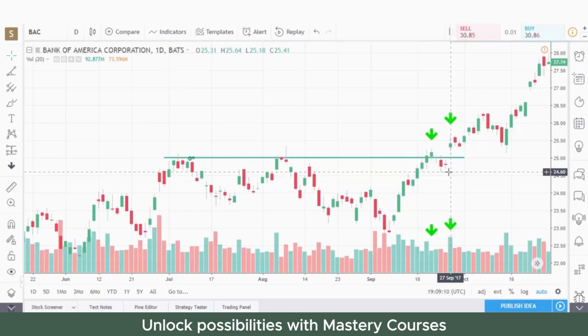Otherwise, you're going to get whipsawed around the support or resistance level. Again, look at this breakout on the 20th and 21st. If you'd bought there when the stock finished about 1% above the resistance line and you had a stop between 1 and 2% below the resistance line, you may have been stopped out at this point.